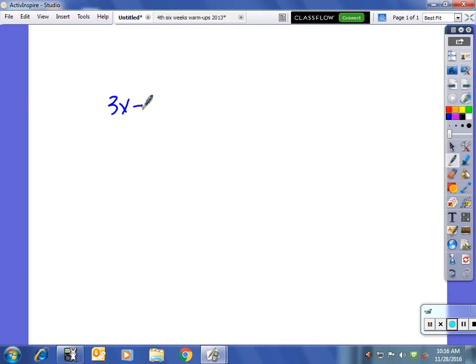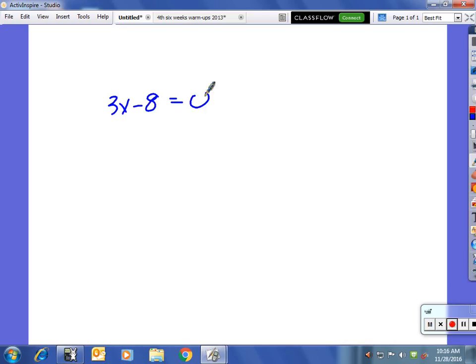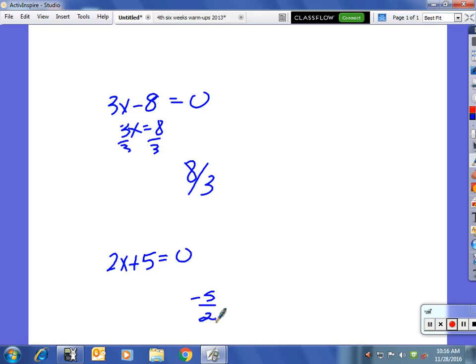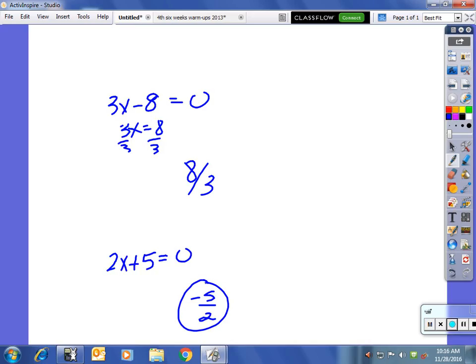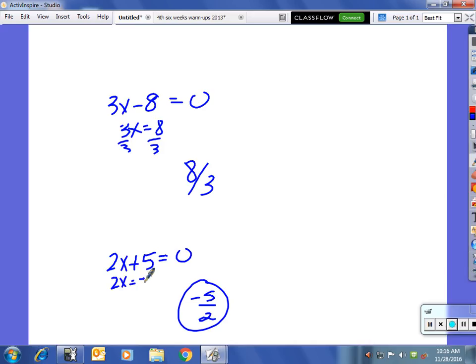What if you had 3x minus 8 equals 0? What would that be? Positive 8/3. You see what we did there? We moved the 8 over, then we divided by 3. This would be 3x equals 8, then divide by 3. What if you had 2x plus 5 equals 0? Negative 5 over 2. Are you with me? You would subtract 5, then you would divide by 2.